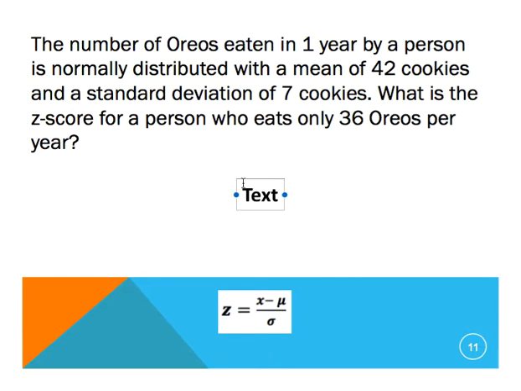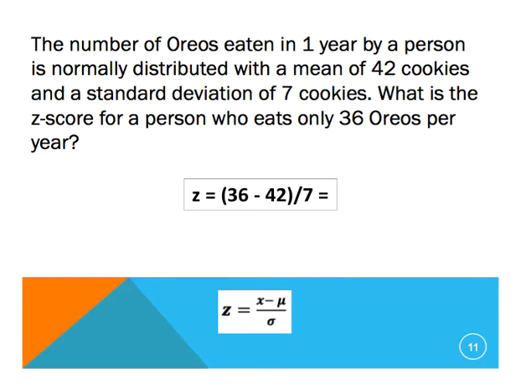The basic idea is we take our data value, the thing we're interested in, which in this case is 36. Then we subtract the mean, which is 42, and divide by the standard deviation, which is 7. I put parentheses around the numerator because if you are doing this in your calculator all at once, you have to put parentheses there. If you're doing it in steps, you can do 36 minus 42, hit equals, and then divide by 7. Either way is completely okay.